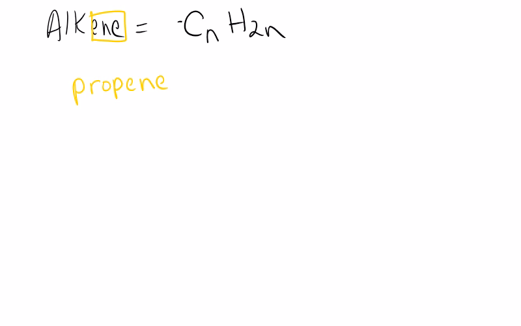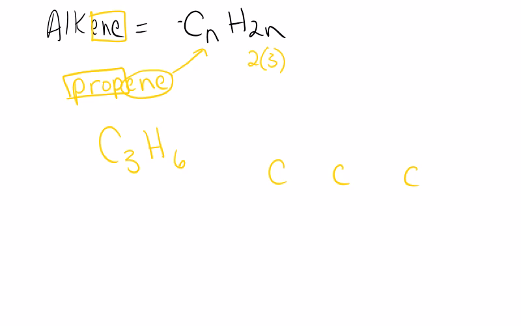propene. Prop tells us that there are 3 carbons, C3. The ene tells us that we're going to be using this formula. So 2 times 3 is 6 right here. 2 times the 3 carbons is 6. So here's our formula. If we wanted to draw this out, we would have our 3 carbons. We would place a double bond somewhere. We'll learn where to put it. And then we start to satisfy with hydrogens.